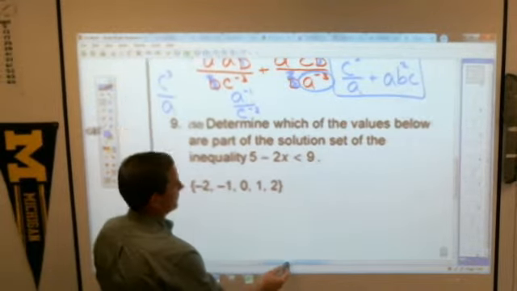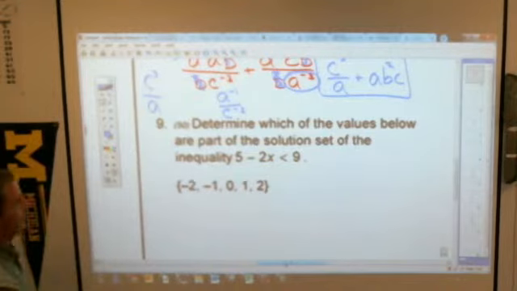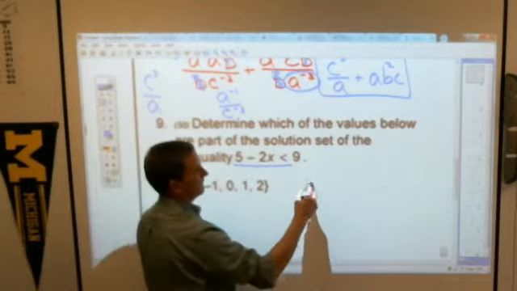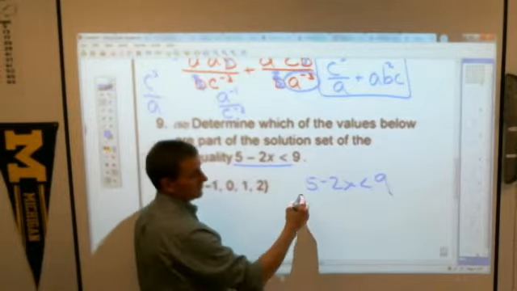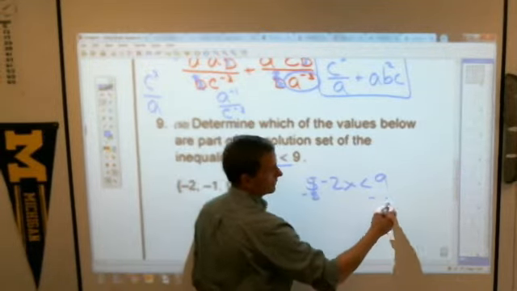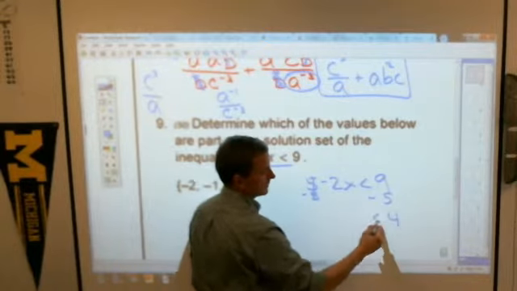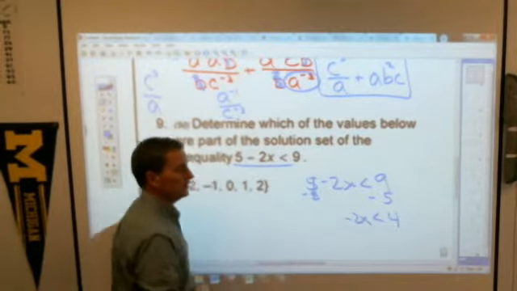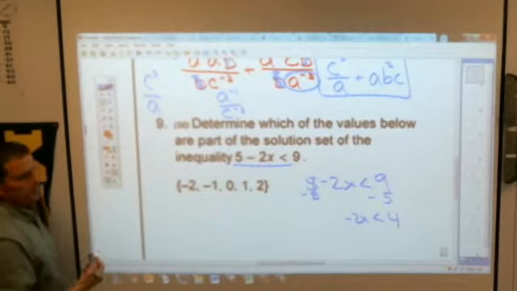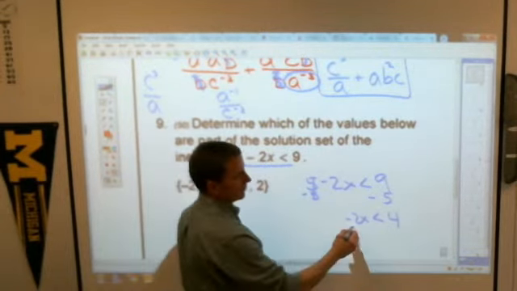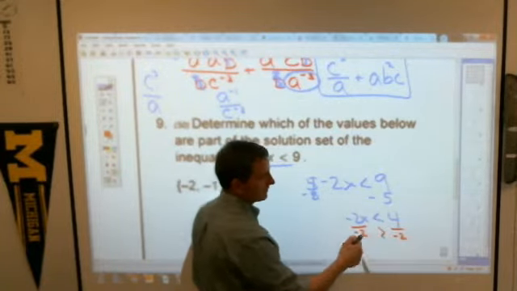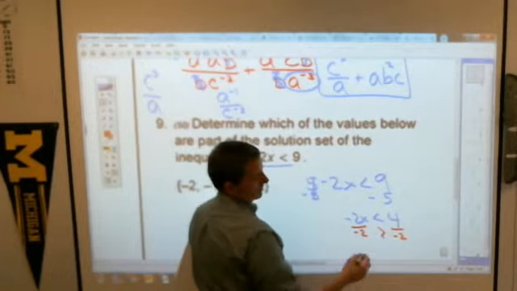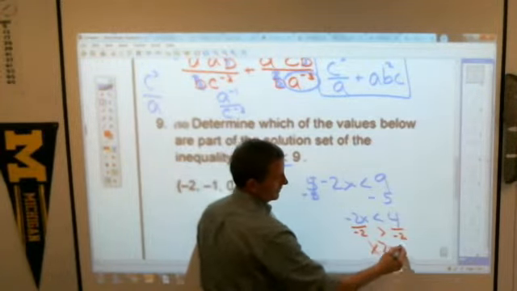Determine which of the values below is a solution. Right, so you need to basically solve this. You have 5 minus 2x is less than 9. To solve it, just like an equation, subtract 5, you get 4. Now here's where you gotta be careful. Anytime you see an inequality and the letter is negative, the sign is going to switch. You are going to divide this by a -2, this by a -2, but this sign is going to switch to its opposite. So you end up with x being greater than -2.